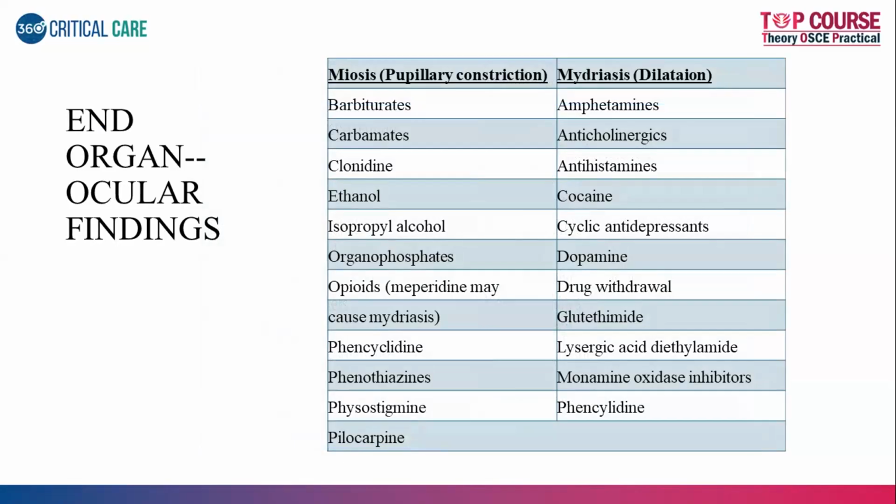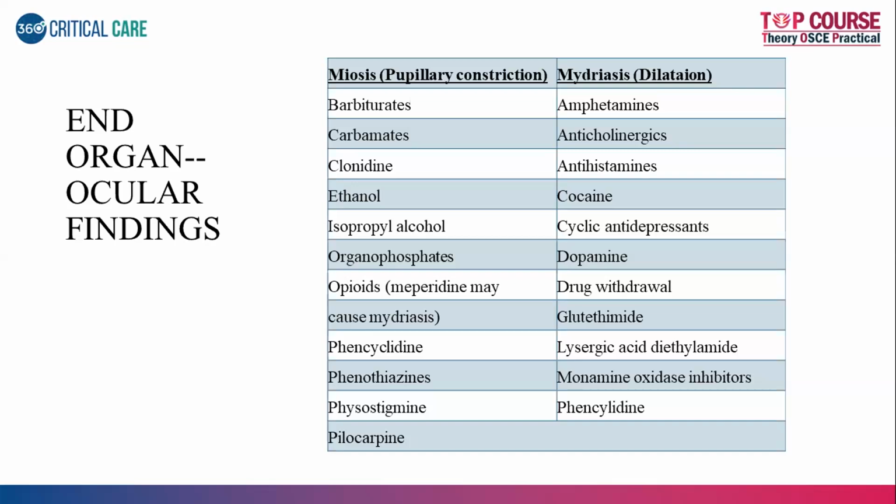So these are the vital signs: heart rate, BP, respiratory rate, and temperature, and the drugs that cause each of these. This is the first part of the toxidromic approach. Second is your end organ signs, which I've already mentioned. So we'll see which of these drugs cause the end organ findings.